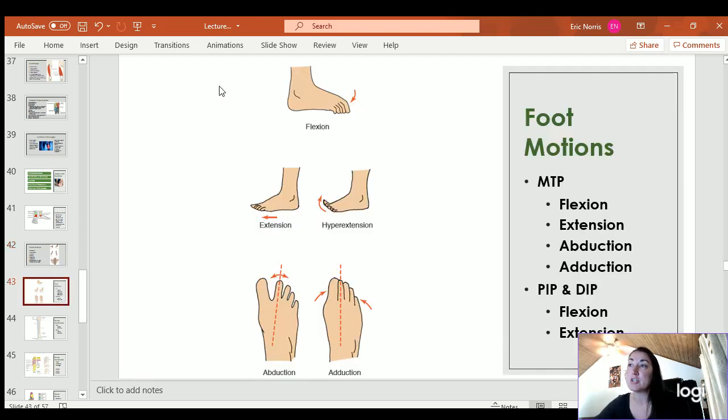The foot motions at the toes can flex and extend and abduct and adduct. And then the distal joints, the PIP and the DIP, can also flex and extend.